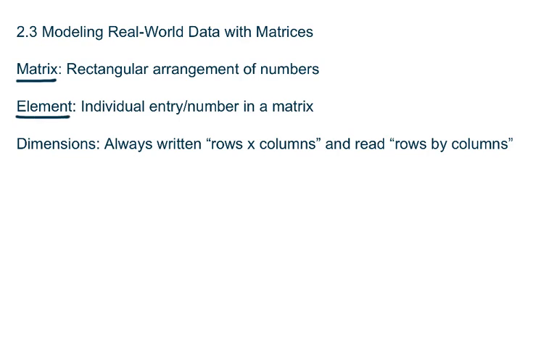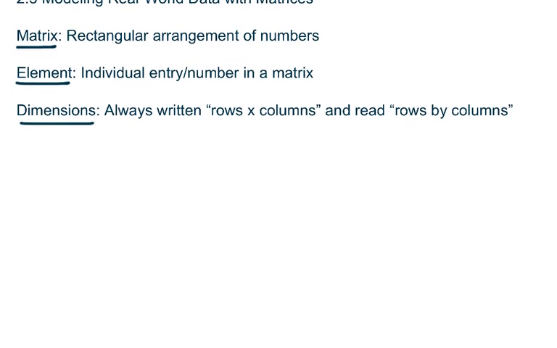And when we talk about the dimensions of a matrix, they're always written rows by columns. Like I said here, it's read rows by columns. So it'll be a 3 by 2 matrix, or a 1 by 5, or a 6 by 2, or 7 by 3, something like that, where it's always read rows by columns. So let me give you a couple of examples of what matrices look like.